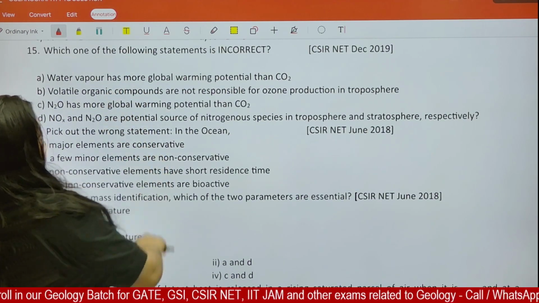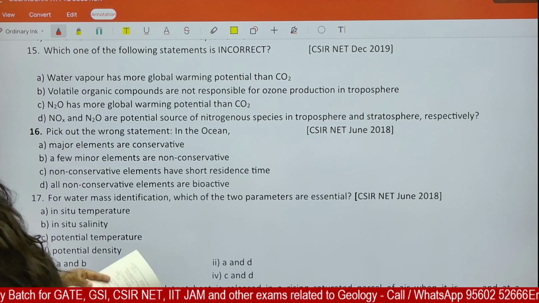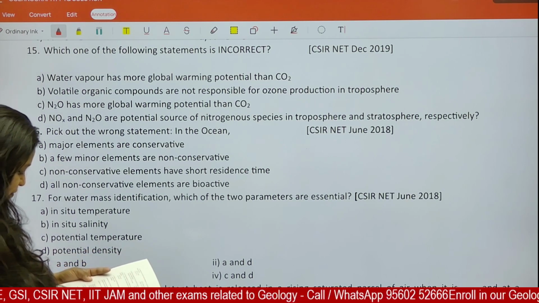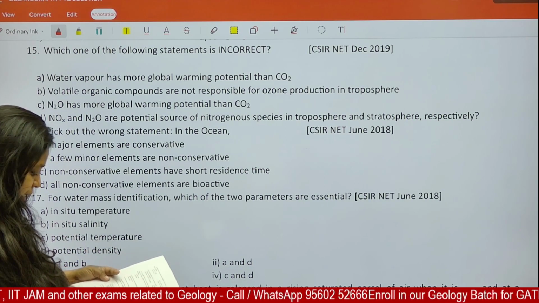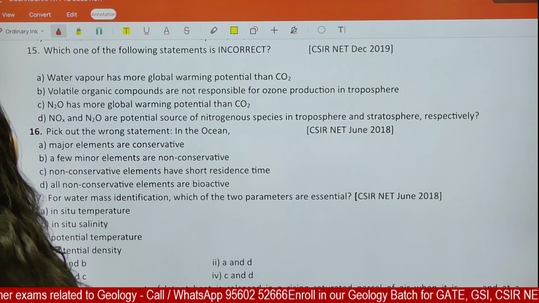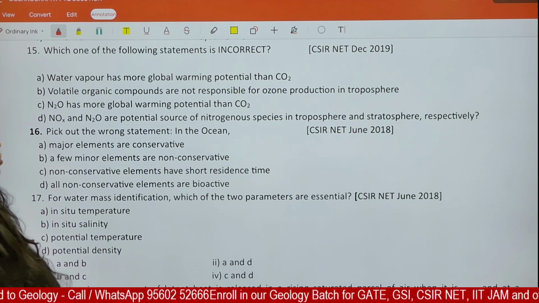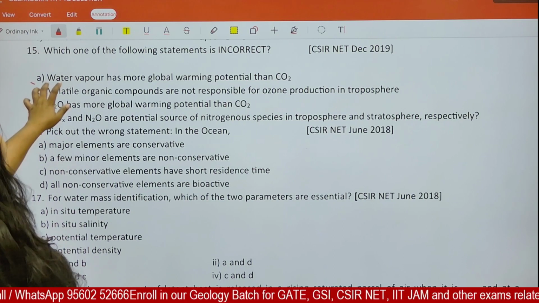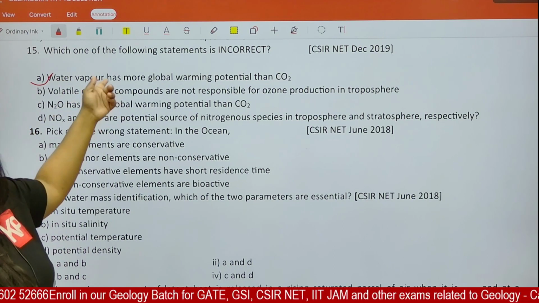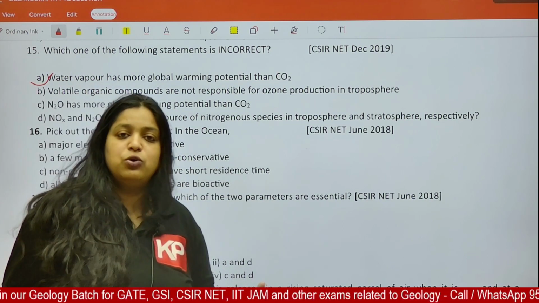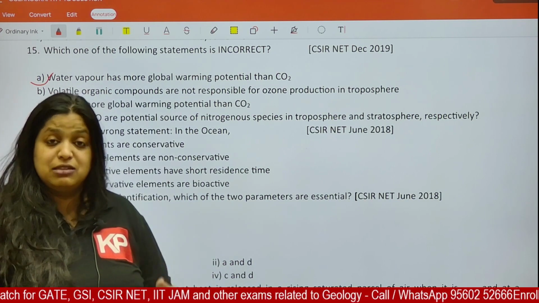Which of the statements is incorrect? There are 4 statements provided, and we need to find out which one is incorrect. Water vapor has more global warming potential than carbon dioxide, which is true. But why is it not affecting us? Because its residence time is way lesser.